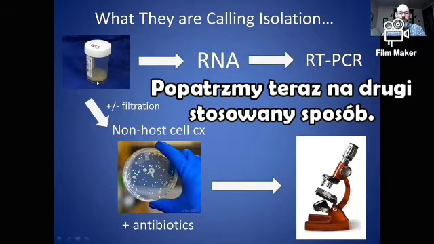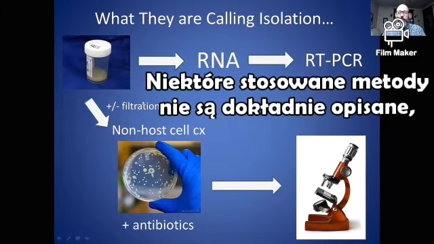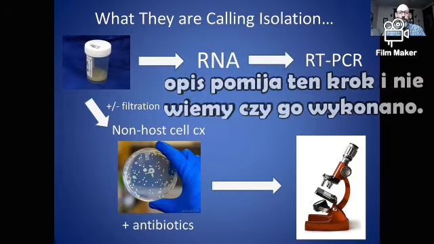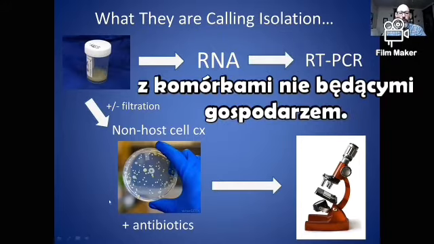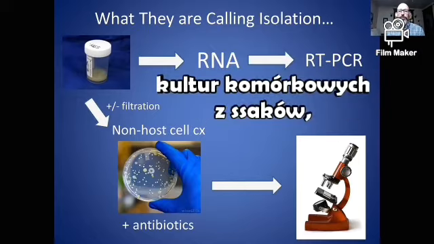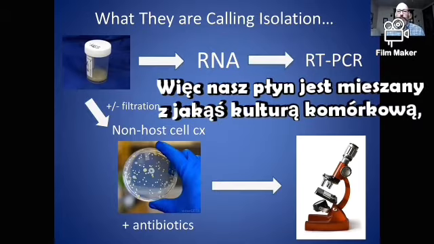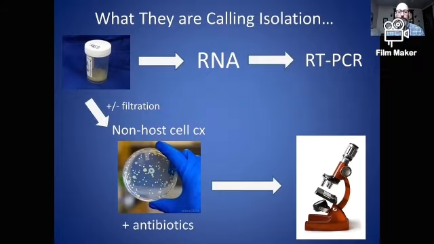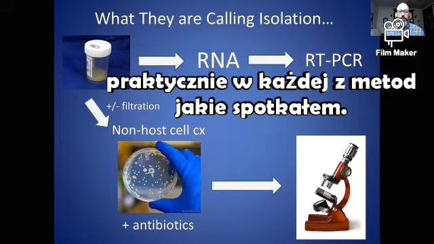So if you look at the other pathway that they do, they take that fluid, they may or may not filter it. Some of the methods are not described in very much detail, so they leave out this step. It's hard to tell if they've done it or not. And then they mix this body fluid with non-host cells. So they often buy commercially prepared mammalian cell cultures, like a very common one are Vero cells, which are monkey kidney cells. So they basically mix this with some kind of cell culture, and often they add antibiotics, almost in every case that I've seen where there's detailed methods written up.